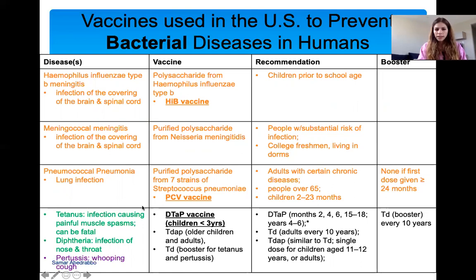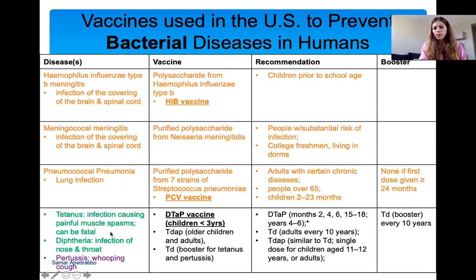Pneumococcal pneumonia is a lung infection that we also have the PCV vaccine for. Tetanus, diphtheria, and pertussis. All of these are bacterial diseases. So it's the toxin that the bacteria produce that causes, for example, tetanus and diphtheria.